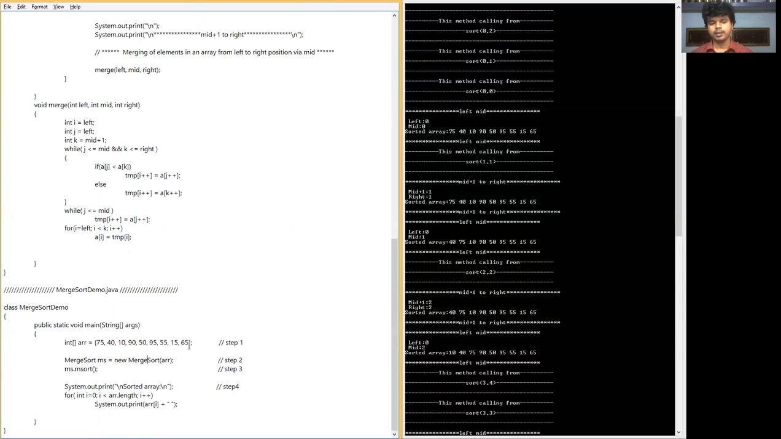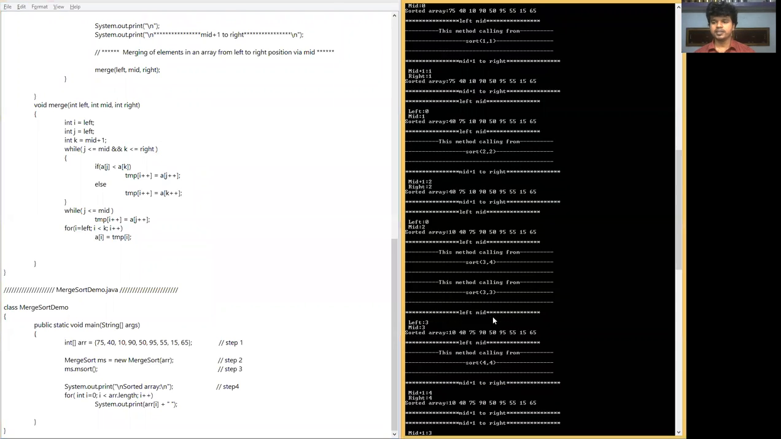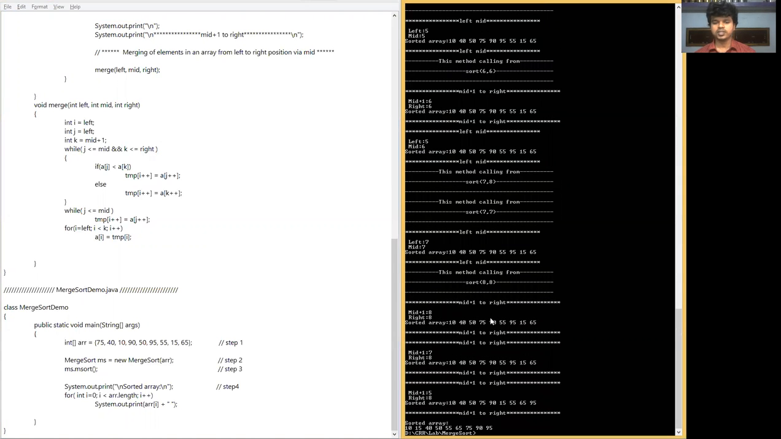The array is going to be applied to the merge sort technique, such that those elements are represented in ascending order. Our main agenda is that these elements, 75, 40, 65 and so on, are represented in ascending order, 10, 15, 40, 50. This is the main agenda. Now, this is step 1, assigning elements to this array.